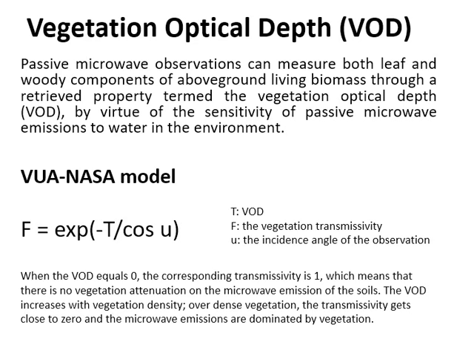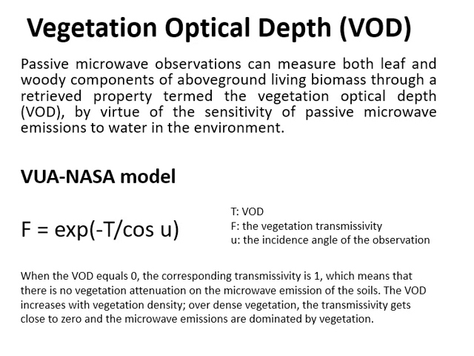Unlike optical remote sensing, passive microwave observations can measure both the leaf and the wood component of above-ground living biomass through a retrieved property termed the vegetation optical depth (VOD), by virtue of the sensitivity of passive microwave emissions to water in the environment. The VOD retrieval algorithms use a radiative transfer model to extract soil moisture and VOD.